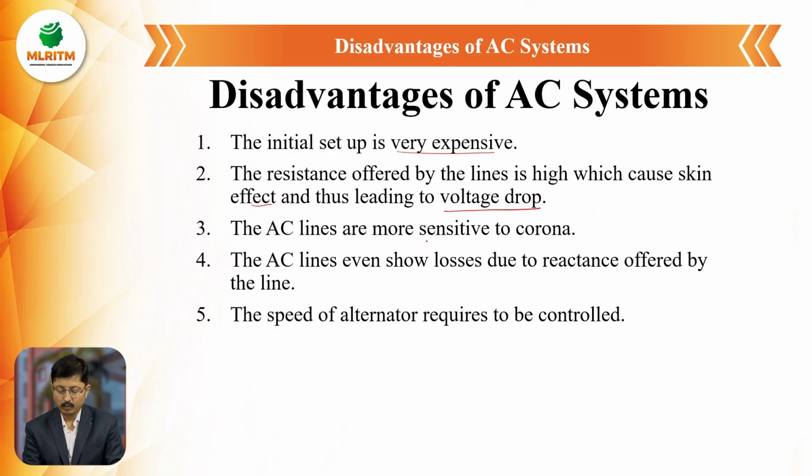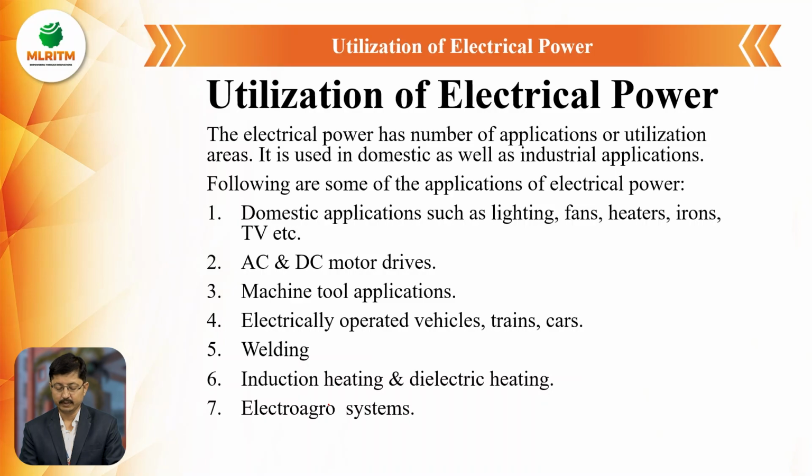The AC lines are more sensitive to corona. The AC lines even show less losses due to the reactance offered by the lines. So the speed of the alternator requires to be controlled. So these are the drawbacks or disadvantages of the AC system.